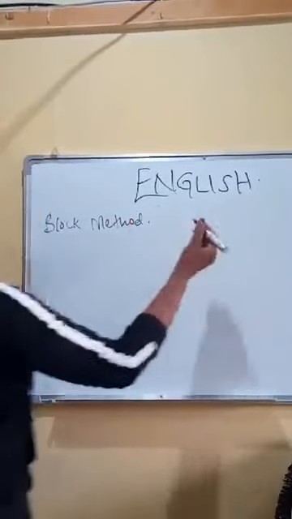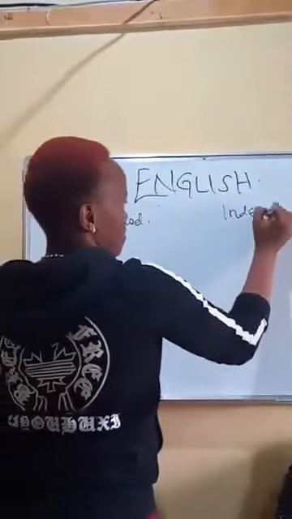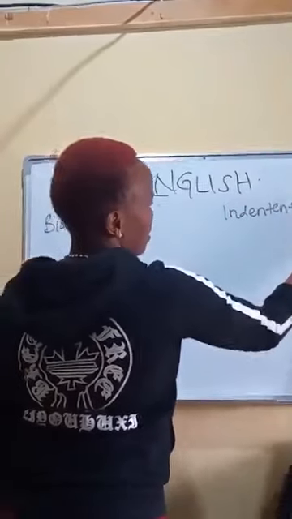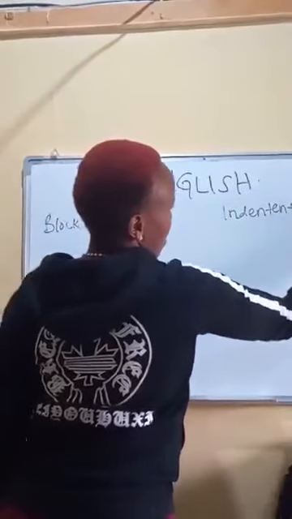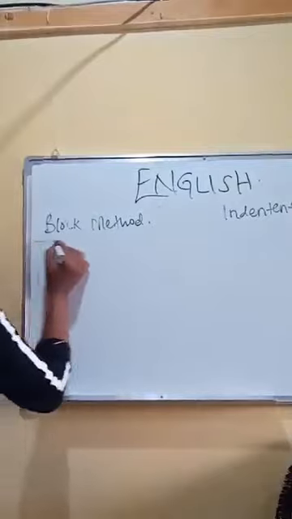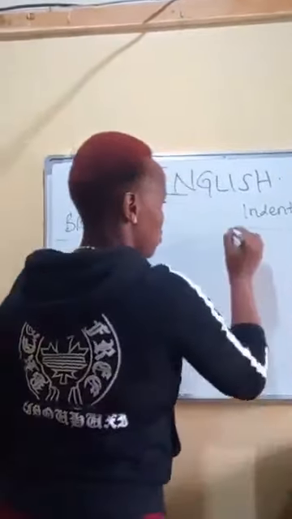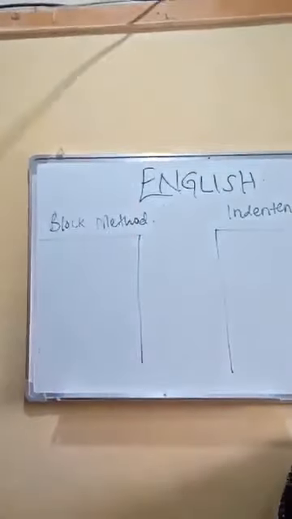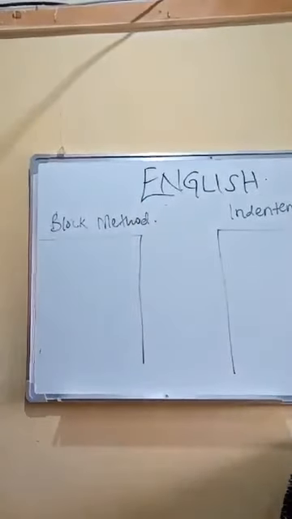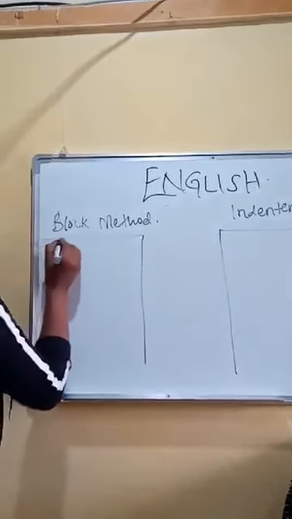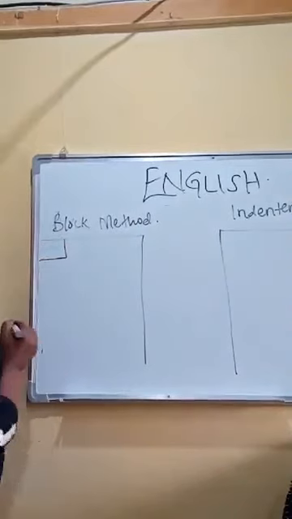And you're going to just do them the same type, indented method. Now, assume this is your book. Of course, this is how your book is. As students, make sure that you follow. This is your book. Now, if you're doing the block method, we are going to start with the sender's address here. So this is the sender's address.